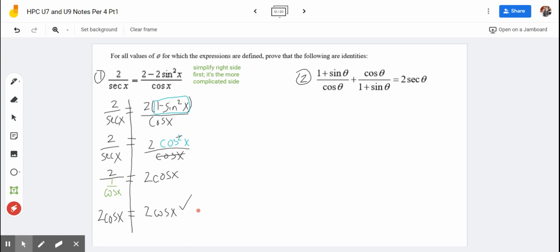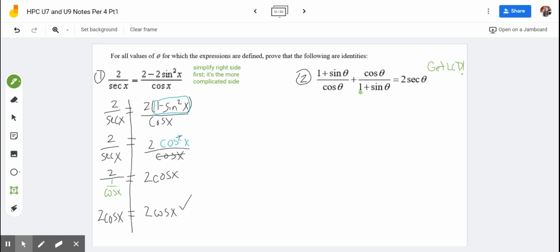All right. So let's take a look at number 2 here. We have 1 plus sine of theta over cosine theta plus cosine theta over 1 plus sine theta equals 2 secant theta. So we're adding our fractions together. All right. So whenever we're adding fractions together, we need to get a LCD. Our LCD is going to be cos theta times 1 plus sine theta.